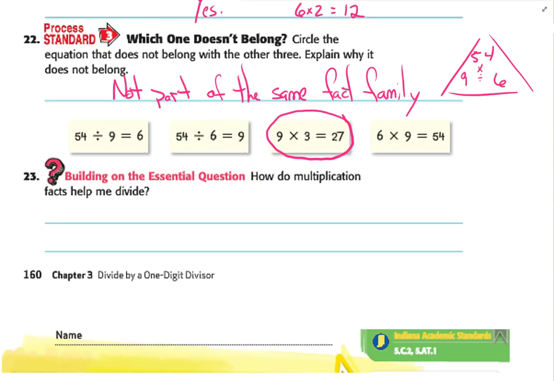And then how do multiplication facts help me divide? Well, we can simply think of this as saying we can use the related multiplication facts to help me divide.